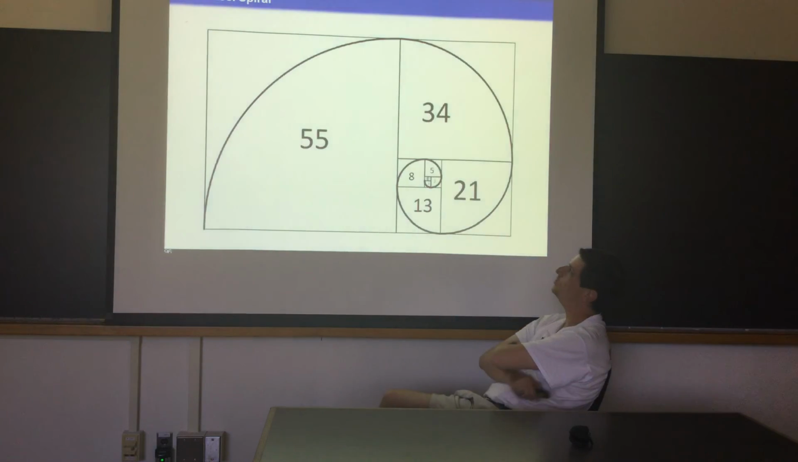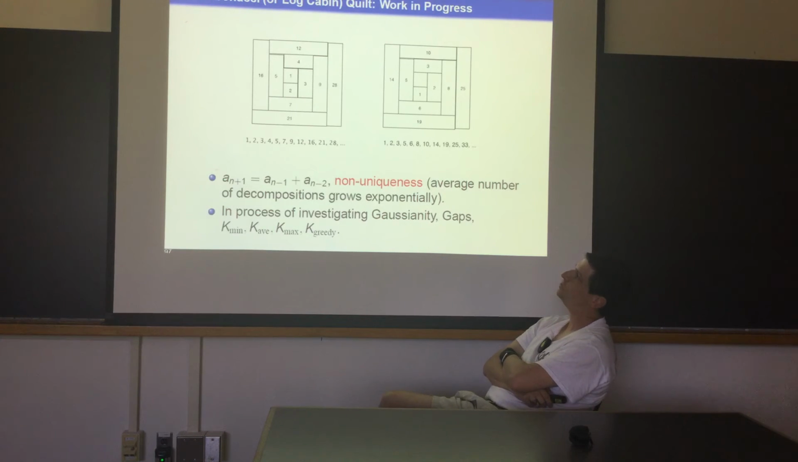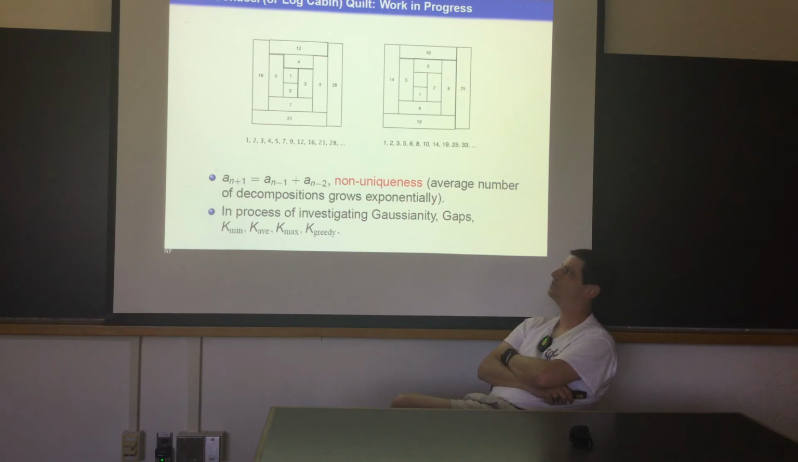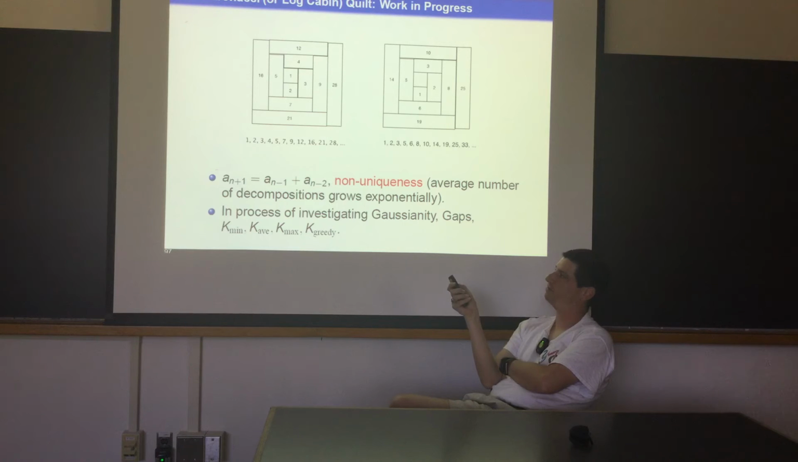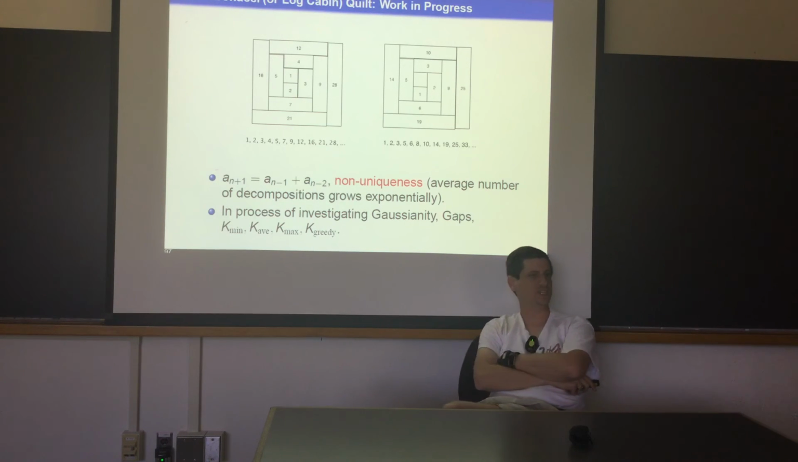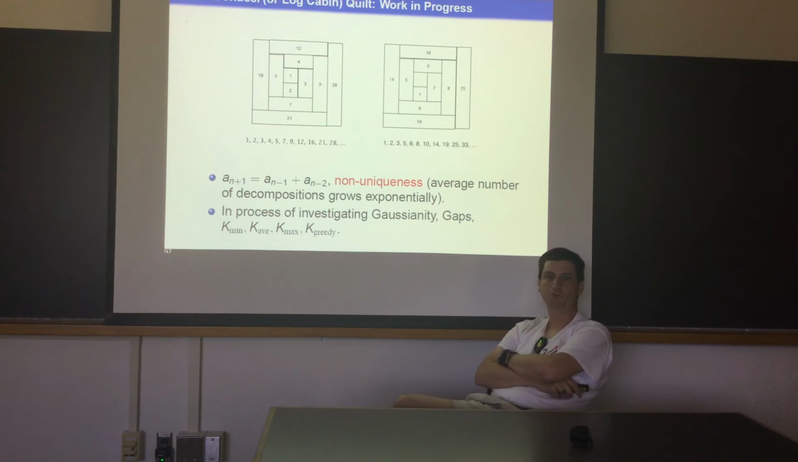So this leads to another thing you could look at, the Fibonacci spiral. And so we created the log cabin quilt. So basically, the only difference is you compress things so that all the boxes have length 1, and you don't keep them getting larger and larger and larger. It just makes it easier to draw them. And the rule is you can't take two objects that share a wall.